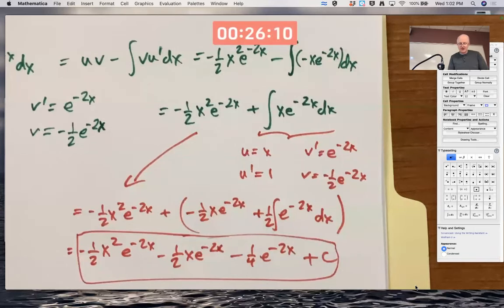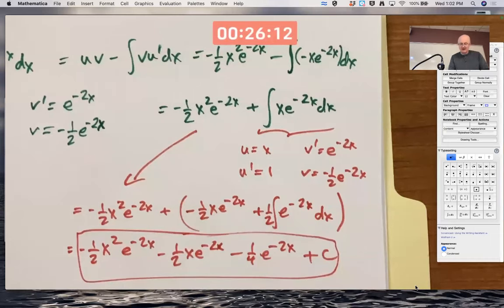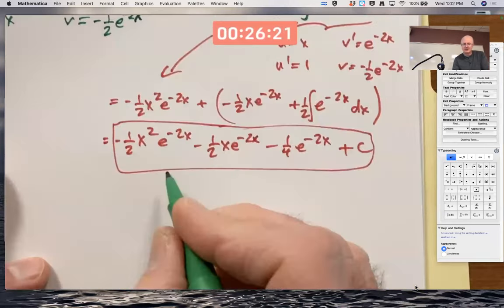If we check this by differentiation, we need the product rule again. In fact, we need it twice. I guess that's because we had to do integration by parts twice. Let's go ahead and do that. Let's check it by differentiation.